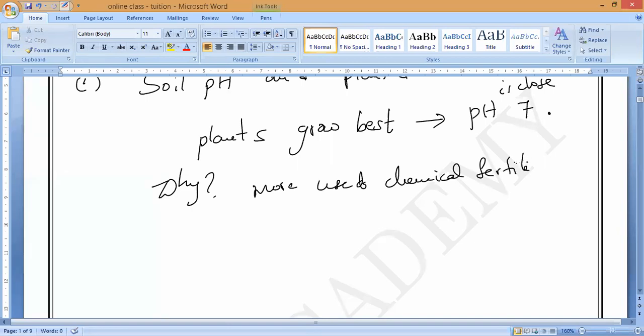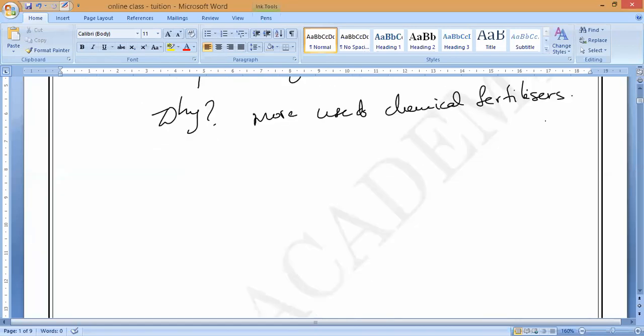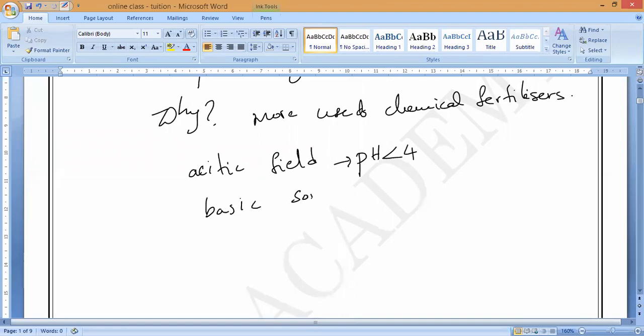Chemical fertilizers. So now, as we know, most of the lands are acidic in nature. And what is the pH value? Acidic fields mean the pH value is less than 4. If it is less than 4, then it becomes too acidic. And if you take the basic field, what is the pH value of basic soil? Maximum, it can go up to 8.3 or 8.4. The pH value is up to 8.4.